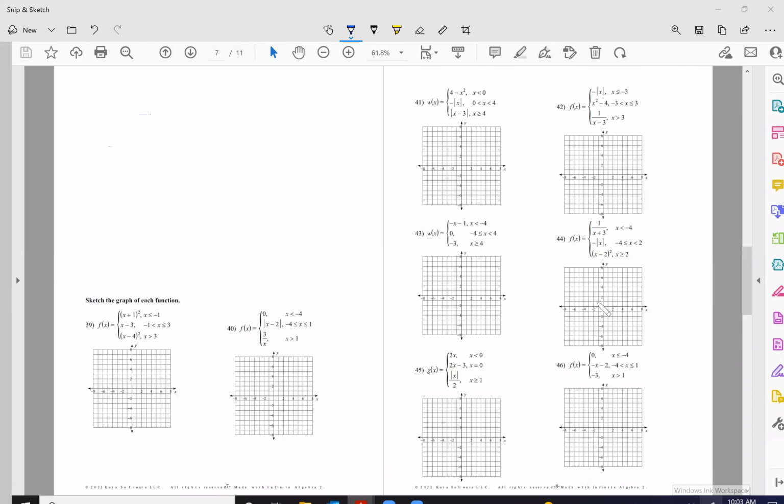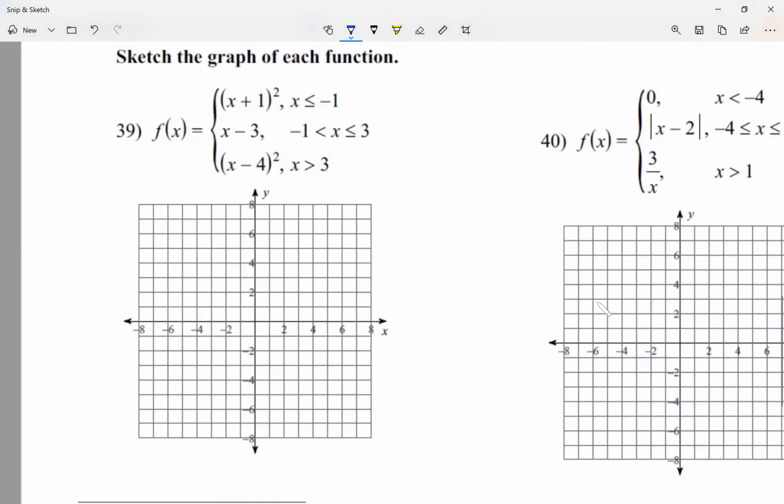Okay, for today, I'm going to be working questions 39 through 42 from our notes, right? 39 through 42. We're going to call this piecewise function. Okay, so when I take a look, I see one question.